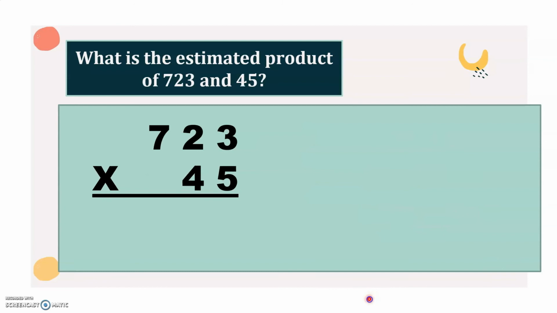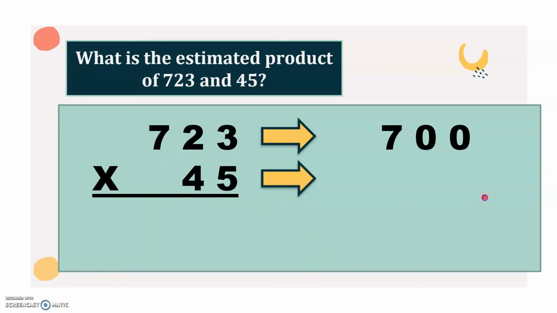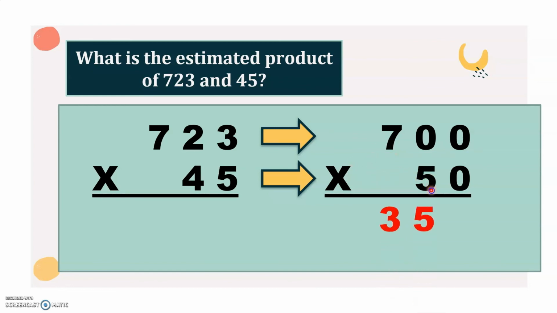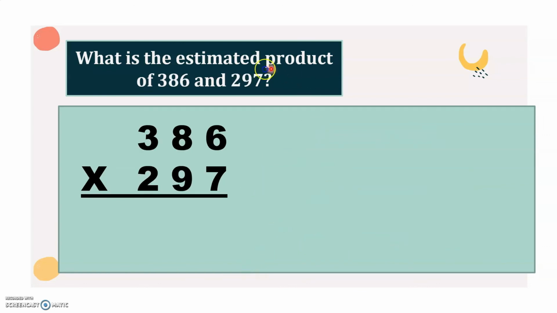Okay? So next example. What is the estimated product of 723 and 45? Again, we'll round them off to the highest place value. 723 rounded off to the highest place value is 700. And 45 rounded off to the highest place value is 50. Then, we'll multiply the non-zero digits, which are 7 and 5. 7 times 5 is equal to 35. Then, let's count all the zeros. So 1, 2, 3. So we'll add 3 zeros. Therefore, our answer is about 35,000.